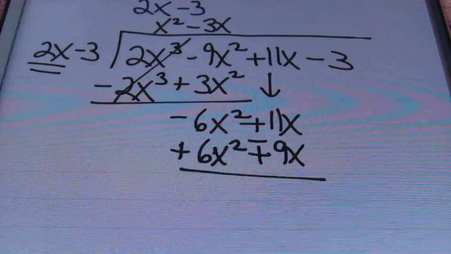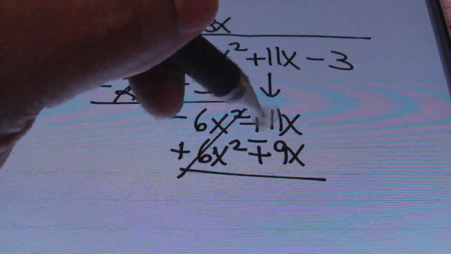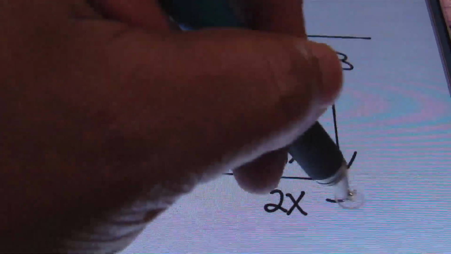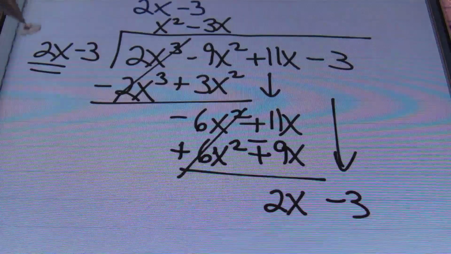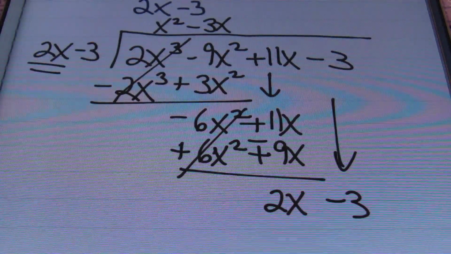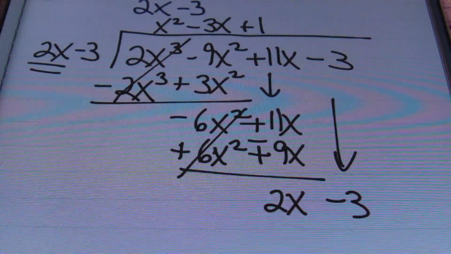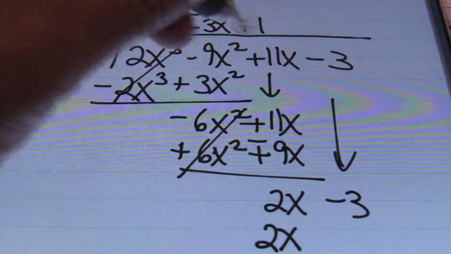All right, so we'll be combining our like terms now. The 6x squareds will cancel out, and 11x minus 9x is going to be 2x, and then you'll bring down this negative 3, just like so. What do we need to multiply 2x by in order to get 2x? Exactly, we need to multiply by 1, so I have 1 here, and you'll distribute the 1. So 1 times 2x is 2x. 1 times negative 3 gives me negative 3.